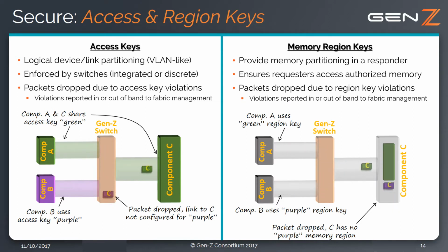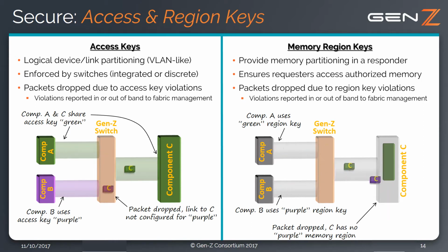Access key protection is enforced in Gen Z switches, either those integrated into any component or standalone Gen Z switches as shown here. When a component sends a Gen Z packet, it can include an optional access key in the header. When a Gen Z switch forwards a packet with an access key field, it validates that the destination link has been configured with the same key.